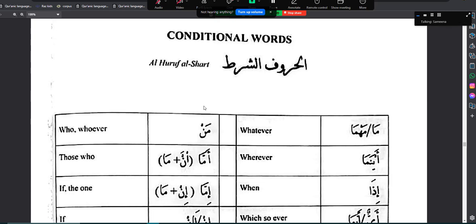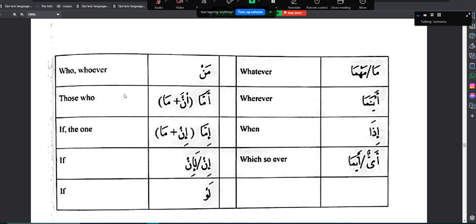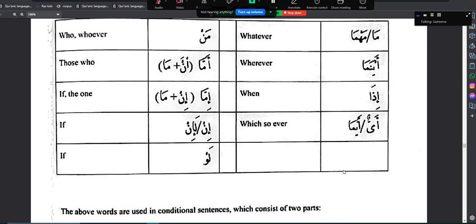So the conditional words, al-huruf shart, which are mentioned in the book are: man, who or whoever; and amma, which is an plus ma, it becomes amma, that is those who; and then we have in plus ma, which is imma, is if or the one; and in or la in is if; law is also if; ma or mahma is whatever; aynama, wherever; idha is when; ayyu or ayyuma is whichsoever.